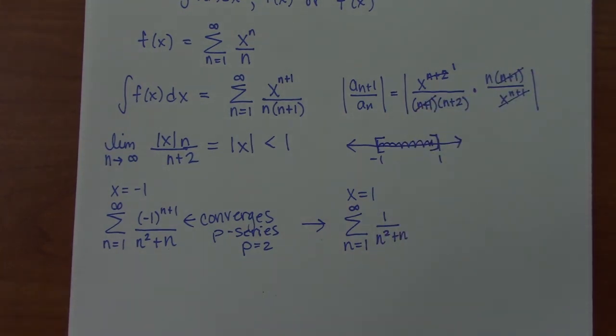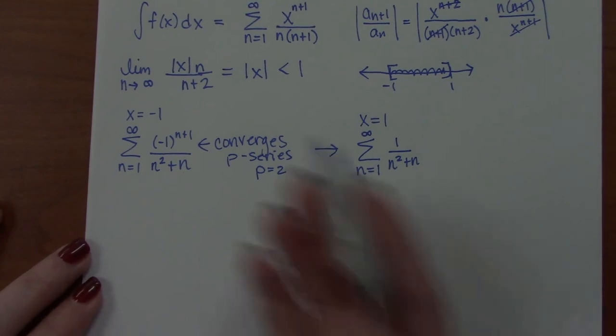If you go back and look when we did this test for the original function, we ended up with some version of the harmonic series at the end. When we did it for the integral, we ended up with n squared. And if you think about what integrating does, it raises your exponential power by 1. So it shouldn't be a big surprise that we ended up with a p-series one power higher when we did that. Make sense? Okay.